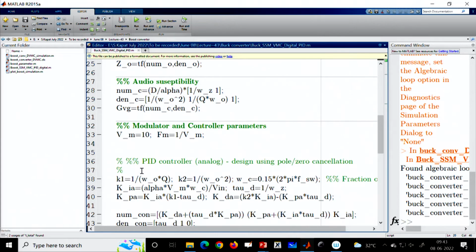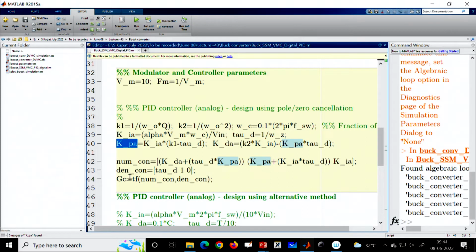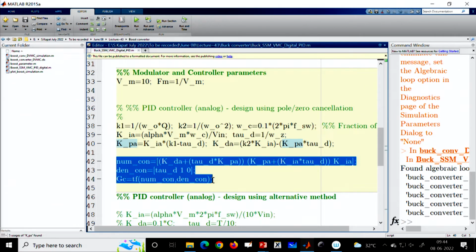Now, we want to design a controller. The first thing in designing the controller, we have discussed just now the K1, K2 by means of exact pole zero cancellation, and then we can get omega c. Suppose we set the crossover frequency at 1/10 of the switching frequency, then we can compute the analog integral gain. We have just now shown tau d is the derivative filter time constant, then the analog proportional gain, then the analog derivative gain, and then we can get the analog transfer function GC.